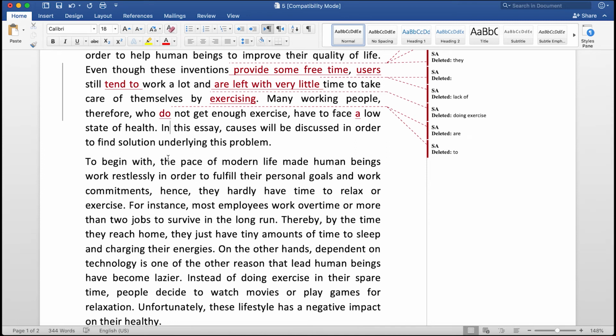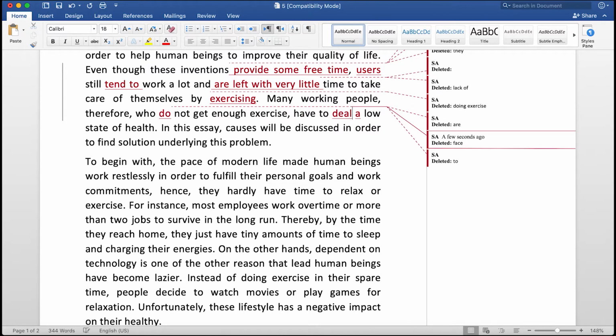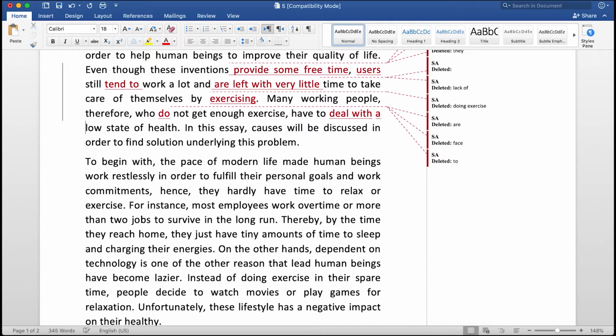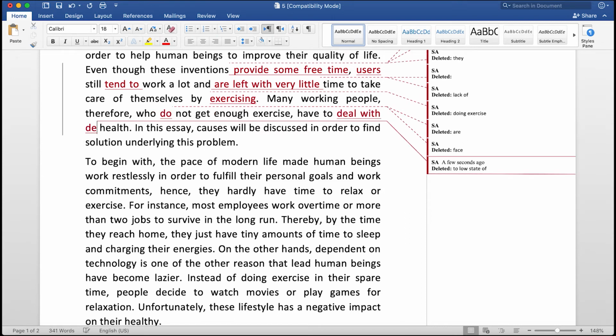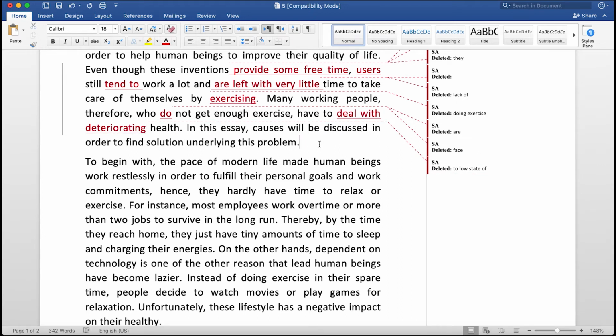So many working people, therefore, who do not get enough exercise have to face. I don't think face is a good verb here. They have to deal with, right, a low state of health. And low state of health, I don't like it. I would go with they have to deal with deteriorating health. See, so it's always a good idea to know what adjectives collocate with a particular noun. So if I'm writing something on health, it's good for me to have ready a series of adjectives that I know collocate with health beforehand. So deteriorating health would be an example of that.